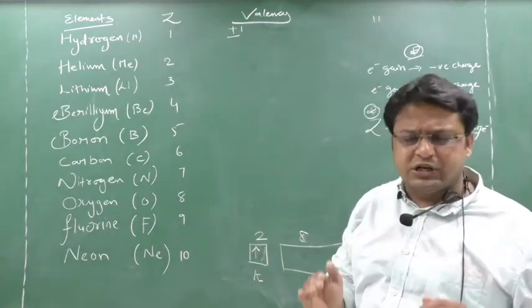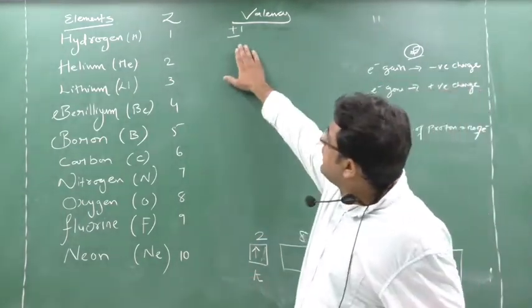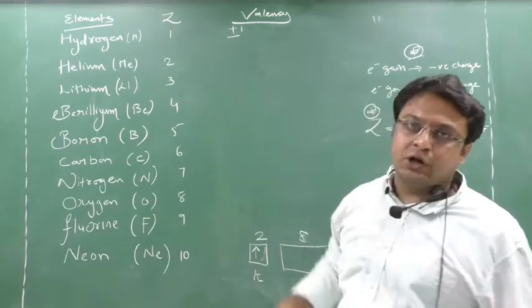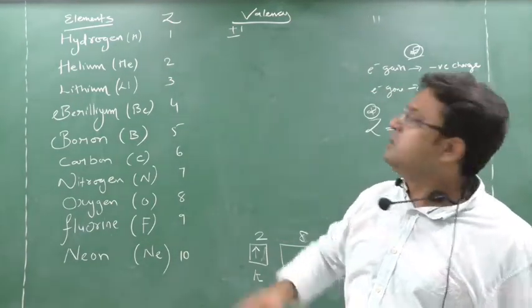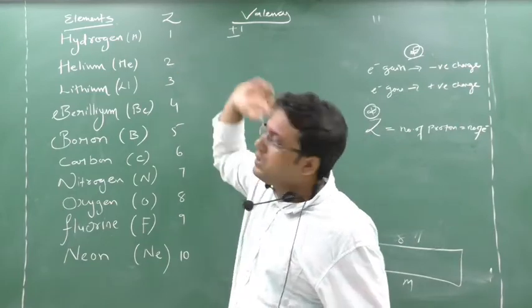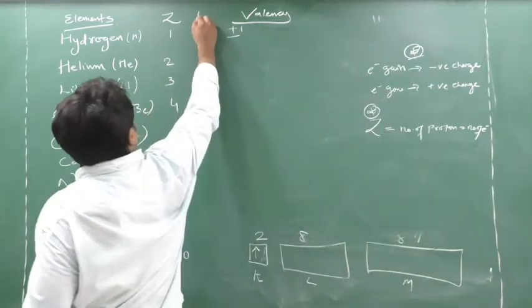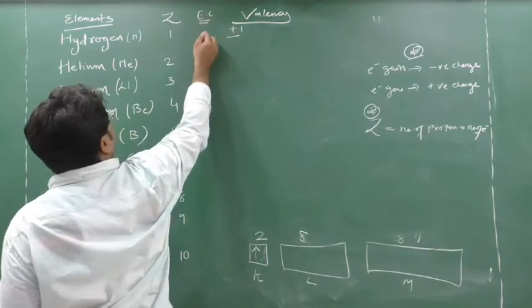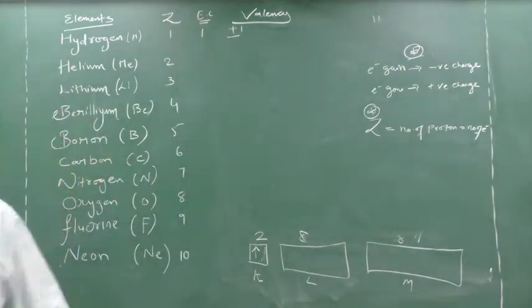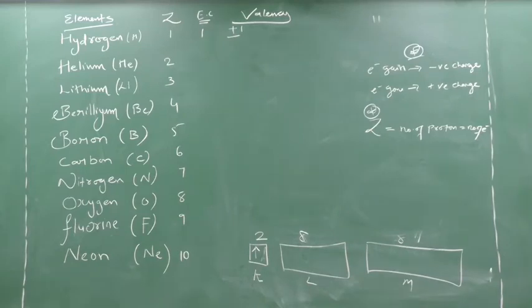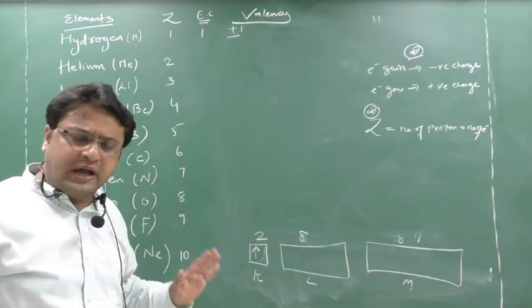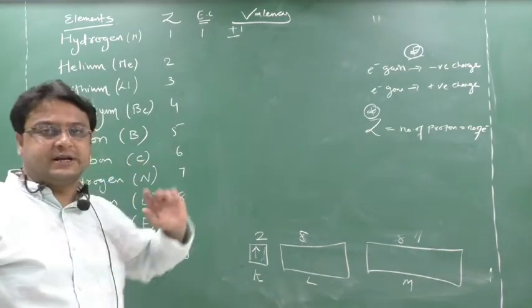Understood? I know you are still confused. Clear? So hydrogen will have both valencies, plus 1 and minus 1. And what is the number of electrons in the last orbit? That is nothing but the valence electrons. And this is the electronic configuration. This EC is nothing but electronic configuration, 1. So the electronic configuration of hydrogen is 1. Clear this part? I know you are confused. When I solve 2, 3 more examples, you will understand.